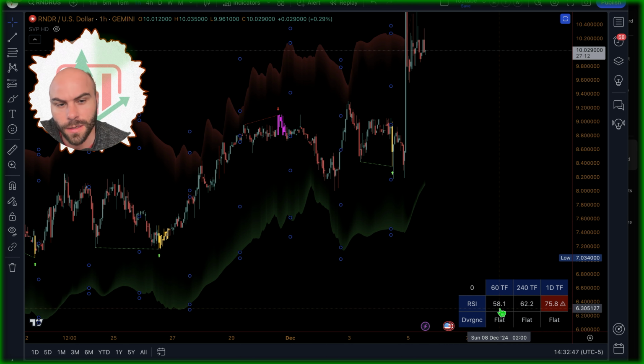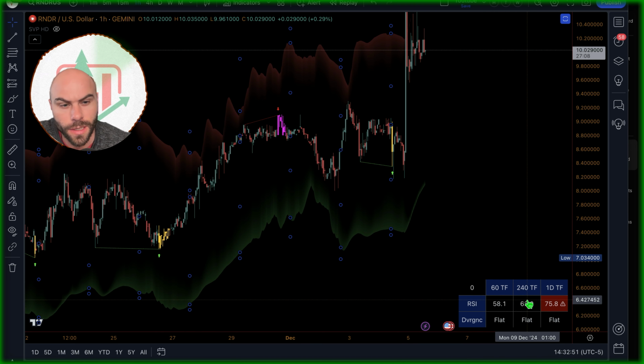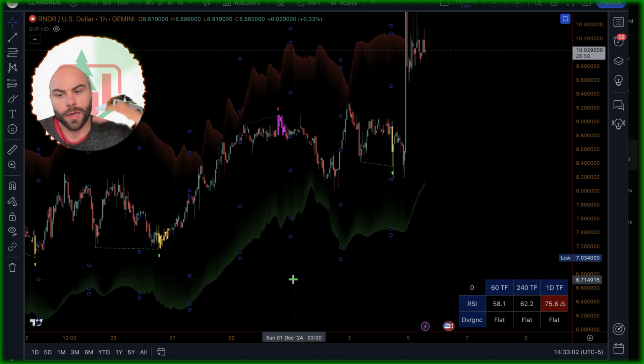So here we can see the RSI in the 60 time frame, which is the one we're on, and then the next two, so 240 and 1 day. And we can see on the 1 day we're actually entering the overbought level at 75 for the RSI. So it helps you keep an eye on things at a greater level.